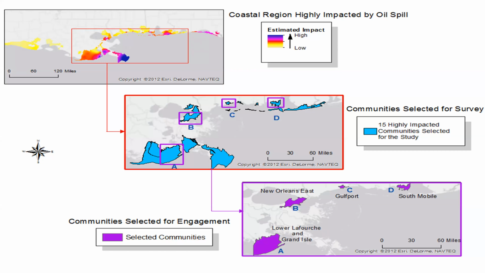And so when you look at the top box here, what you see is the heat map with all 3 elements in it. And then the middle box with the blue shows you the 15 highly impacted communities that we elected to focus on for the survey work between Florida and Louisiana. And then for a later project, we ended up doing qualitative work in a selected number of communities that were the highest of the high that we identified. And you could see that in the bottom purple.